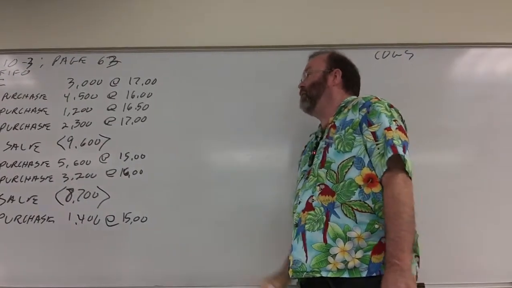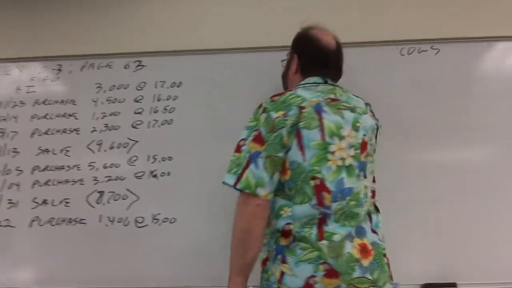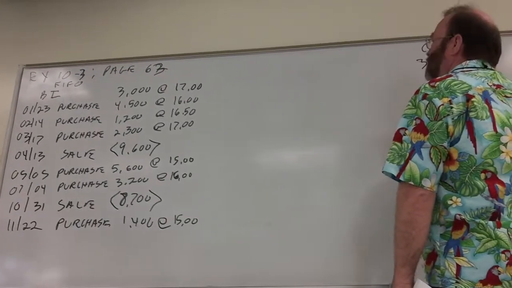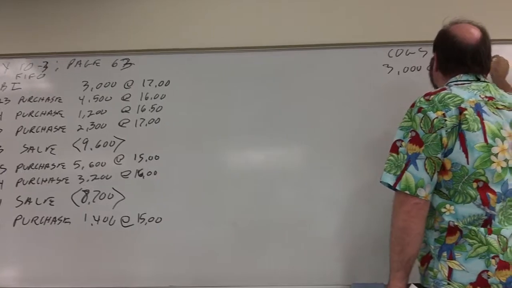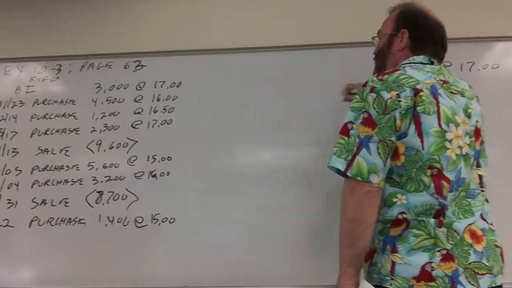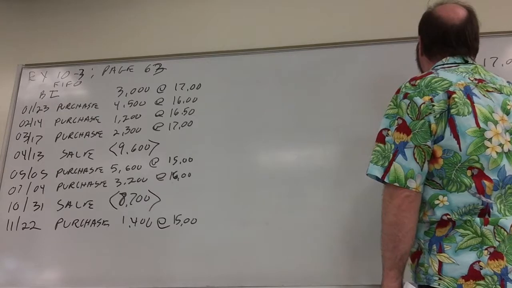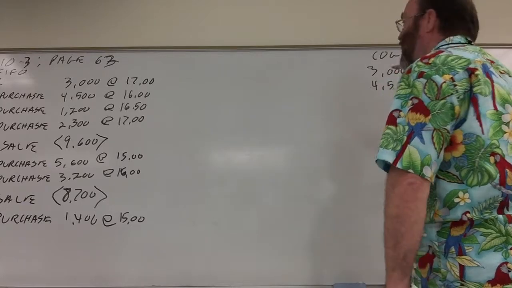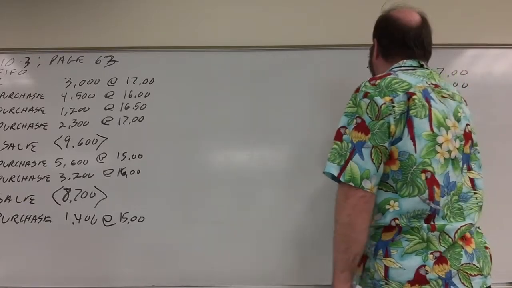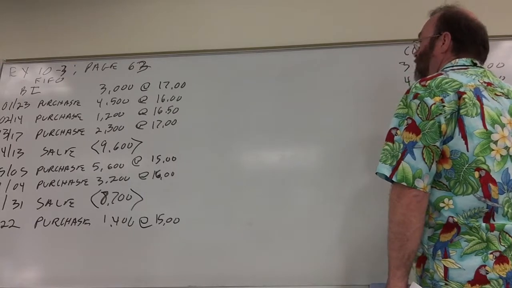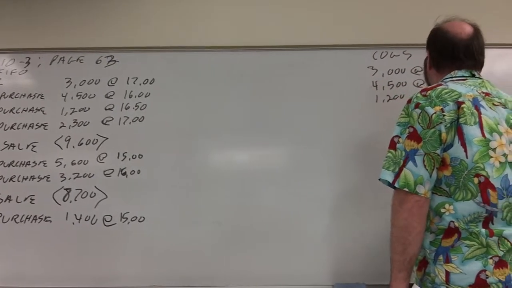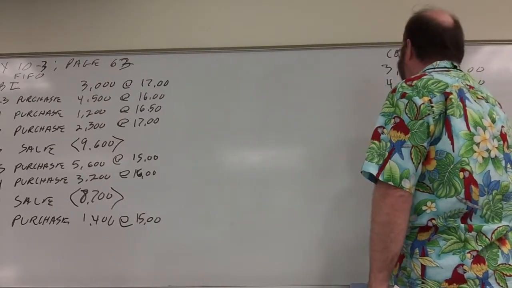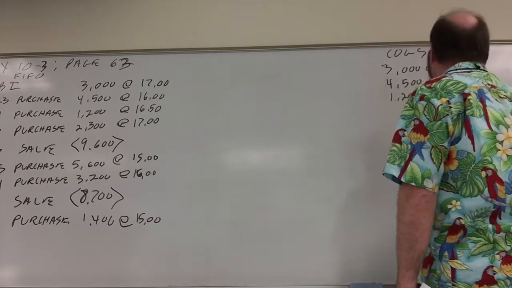Under FIFO, when we sell the 9,600, we're selling the 3,000 at 17 and 4,500 at 16, and that's 7,500. And then the 1,200 at 16.50. So that's 8,700, and then we have 900 left at 17.